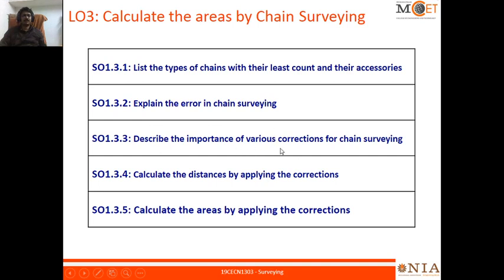So describe the importance of various corrections for chain surveying. With these things, how we can calculate the distance by applying the corrections. With applying the corrections, how we can calculate the areas also. This is the specific outcome we are going to discuss very slowly. Here we need to solve some problems, how the situation will be. For that situation, what type of correction I need to apply. For that correction, what will be the result, right? A little bit of problem portion will also come. Before that, the theory portion we will try to complete in this video, right?